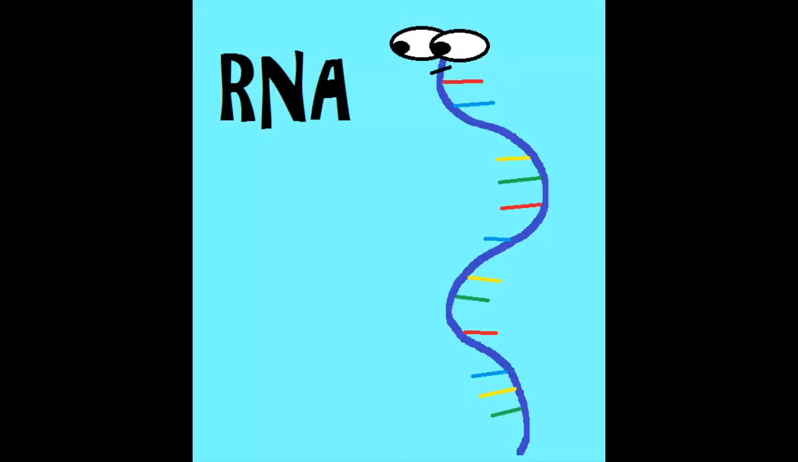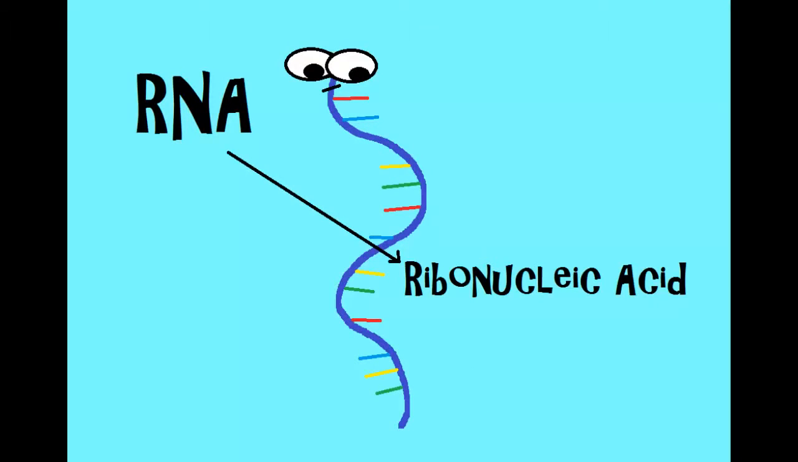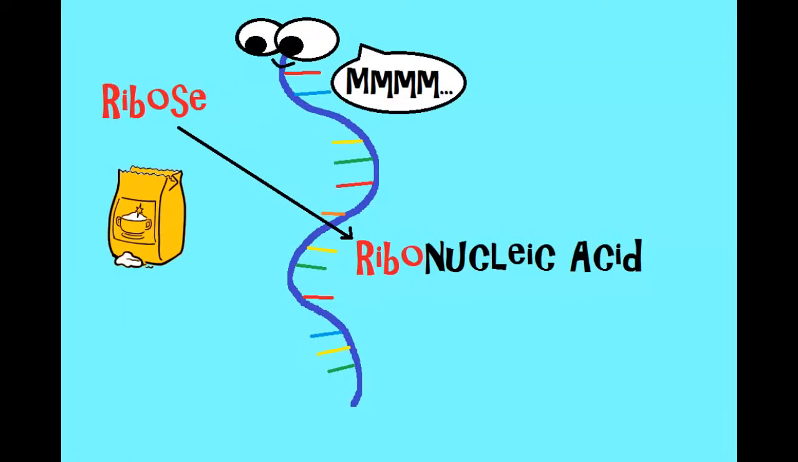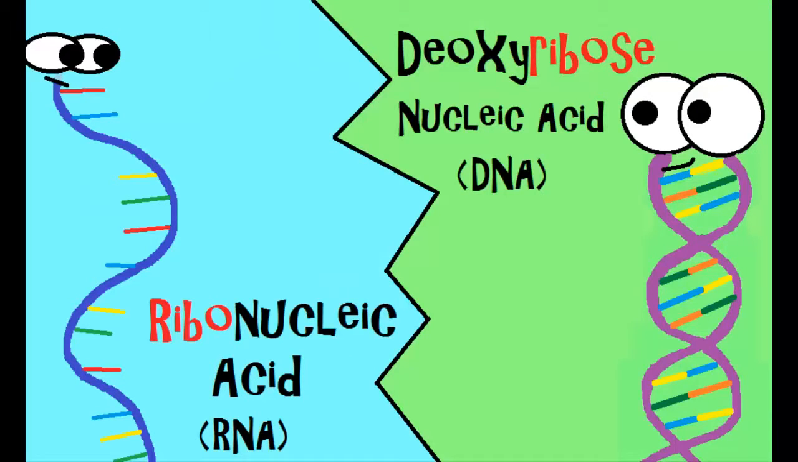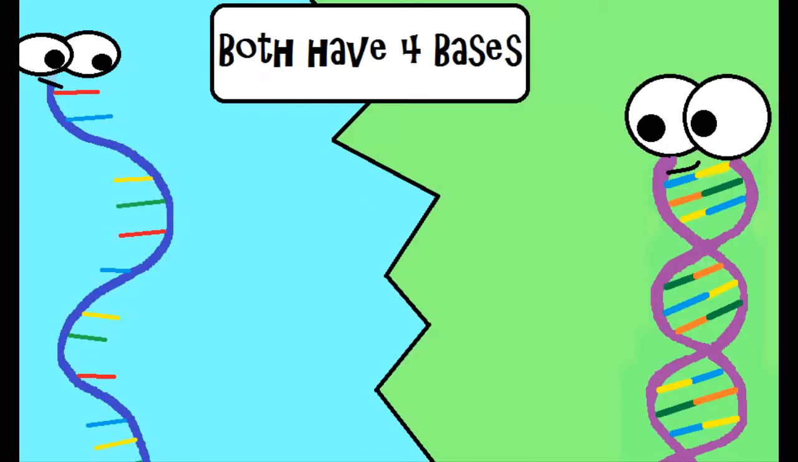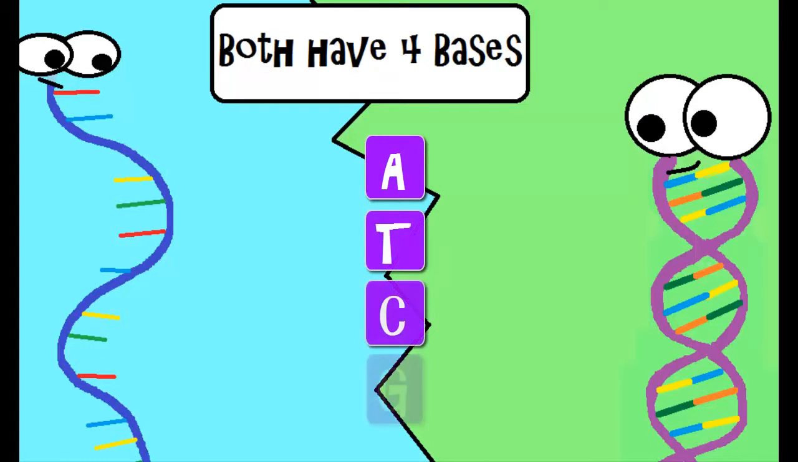RNA, on the other hand, stands for ribonucleic acid. The ribo, that's actually part of ribose, which is a sugar. So just like DNA had deoxyribose, RNA has ribose. They both contain a sugar. RNA also has four bases. Remember in DNA, they were A and T, C and G.